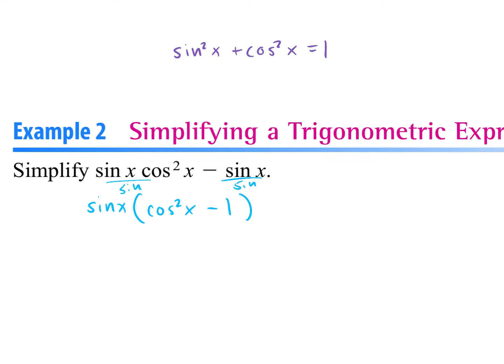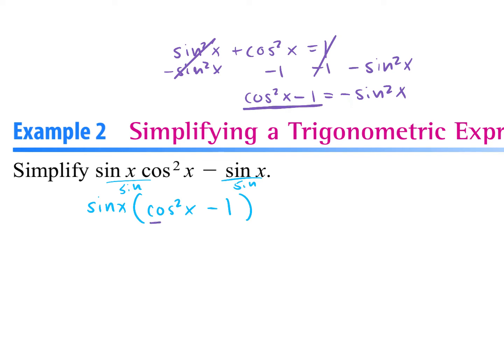How? I can subtract the 1 and subtract the sine squared. So I'm just going to rearrange this equation to make it look like cosine squared minus 1. So I'm going to move the sine squared to the other side and then subtract the 1. So now this is cosine squared x minus 1 is equal to negative sine squared x. So this cosine squared x minus 1 matches this exactly.